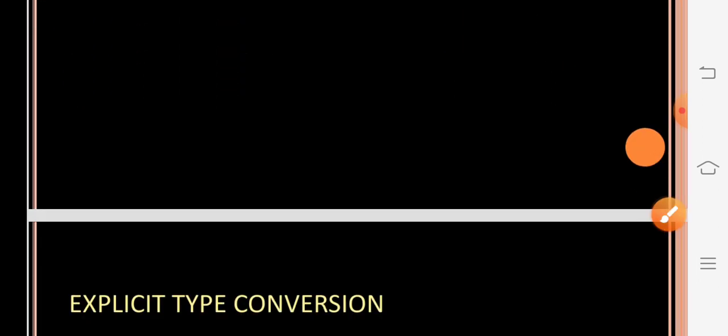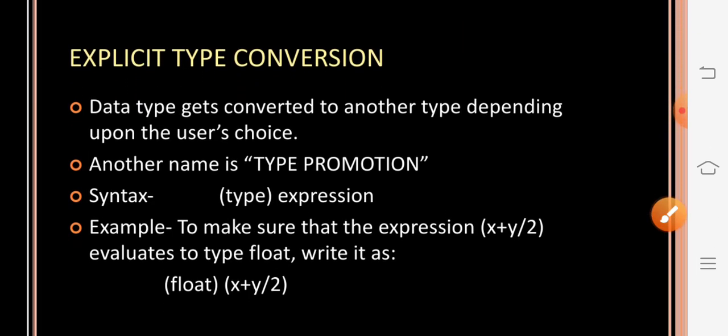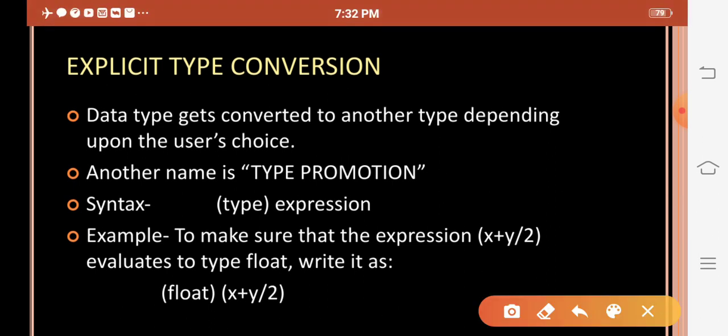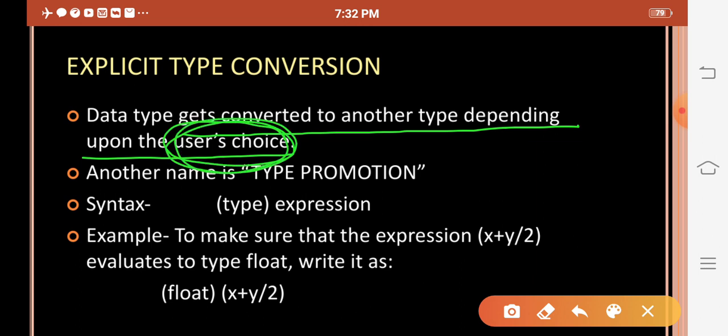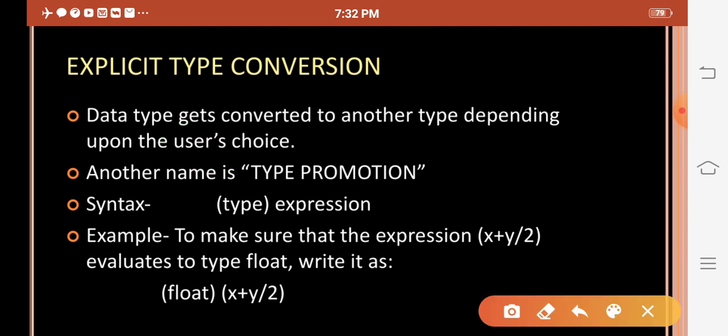Now next, explicit type conversion. Implicit we have done. In this, data types get converted to another type depending upon the user's choice. Now what was the definition of implicit? In implicit, it was said that there is no user intervention, meaning there is no choice of user, automatically it is done by the Java compiler. But here, this type of conversion totally depends on user choice. Now another name of this is type promotion.